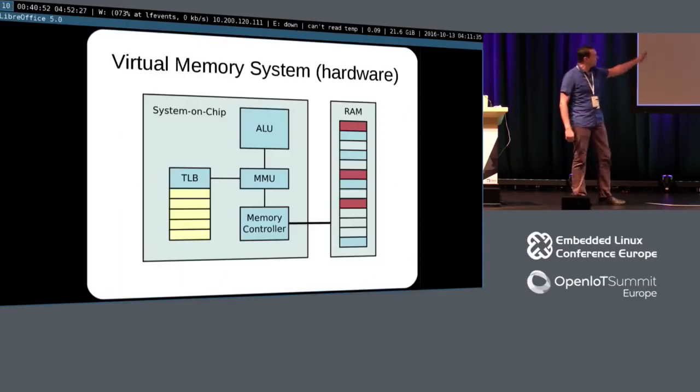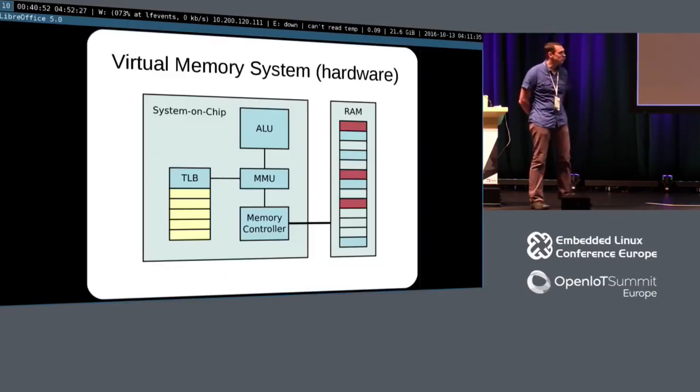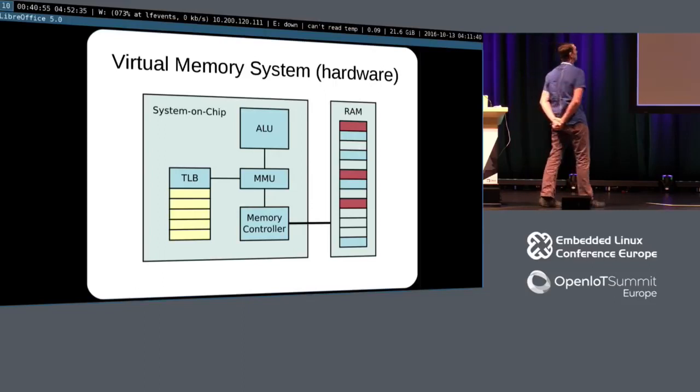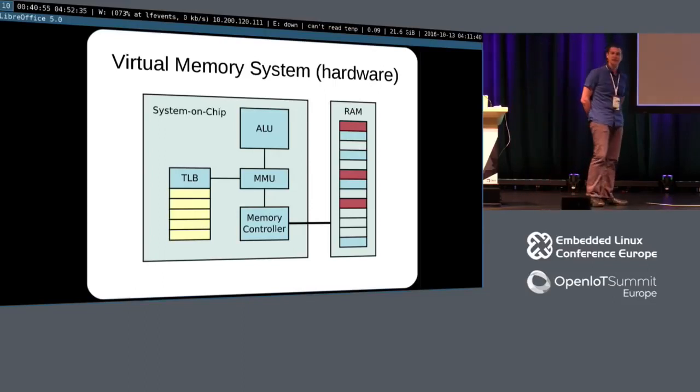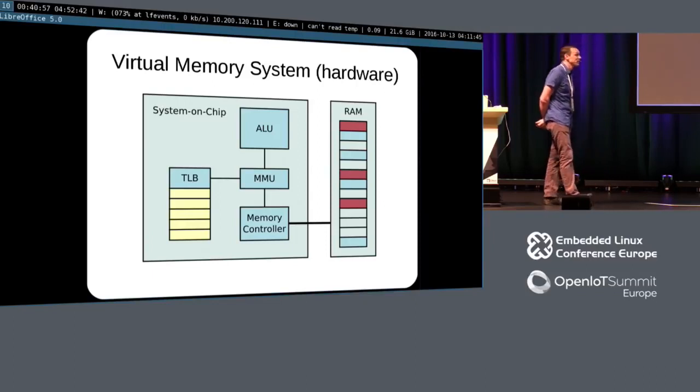All right, so this is a quick little diagram of what a system looks like. If you're having trouble visualizing where it sits, you see the MMU between the memory controller and the CPU. You see that TLB on the side with some entries.